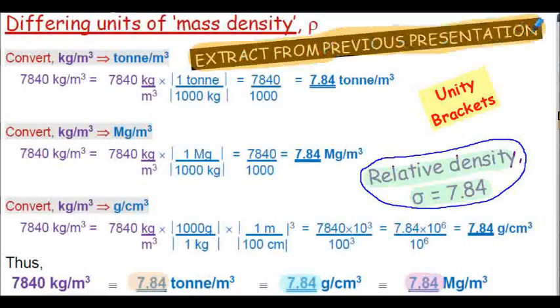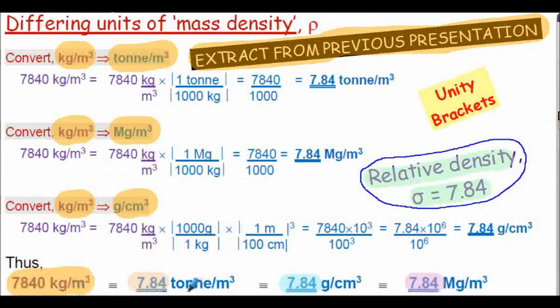Extract here from a previous presentation just shows various conversions between different units for density. For example, 7,840 kilograms per meter cubed is the same as 7.84 tons per meter cubed, the same as 7.84 grams per centimeter cubed, and the same as 7.84 megagrams per meter cubed. It shows the use of unity brackets here. There's a separate presentation related to unity brackets.